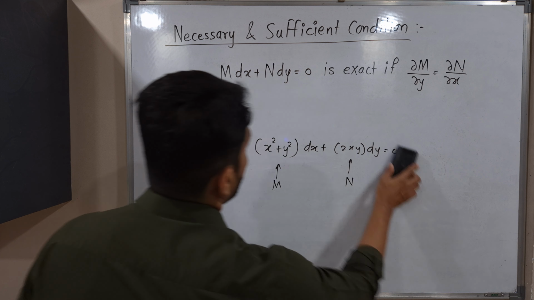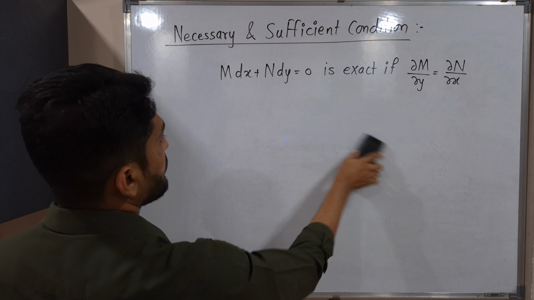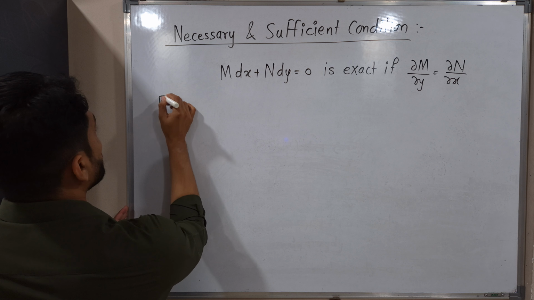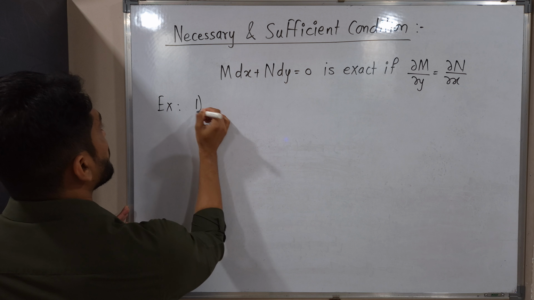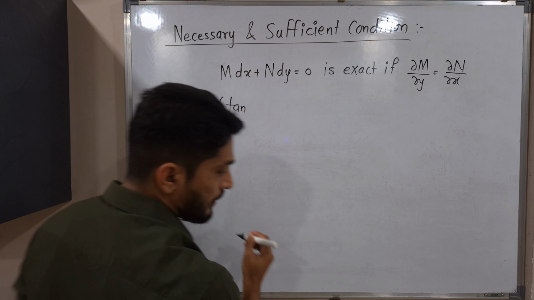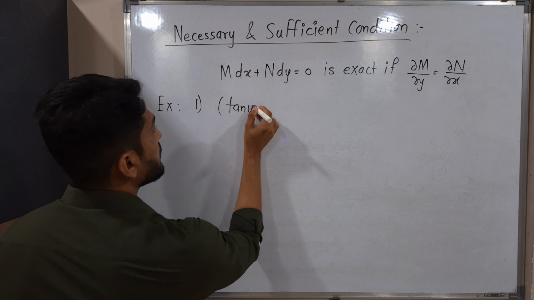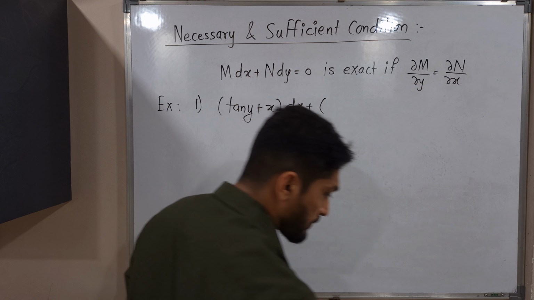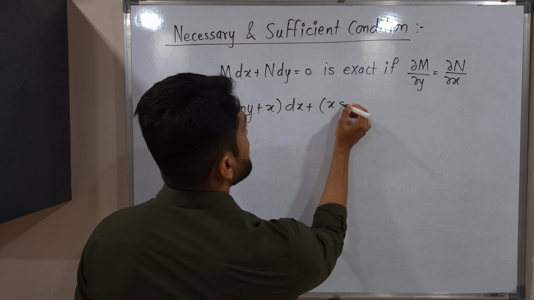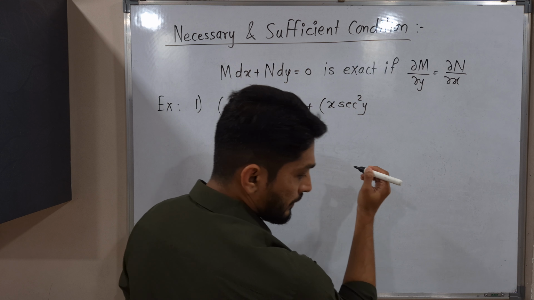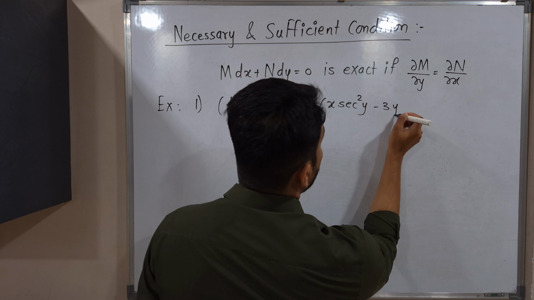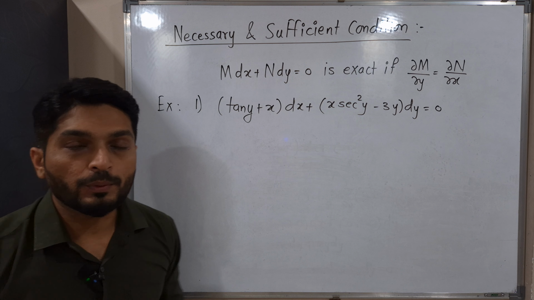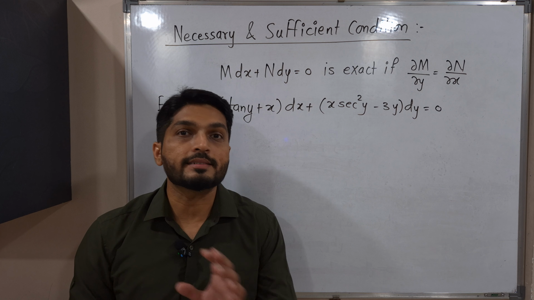So let us discuss one example. First example, let me note it down here: (tan y + x) dx + (x sec² y − 3y) dy = 0. So this is one differential equation we have, and we are going to check whether it is exact or not.